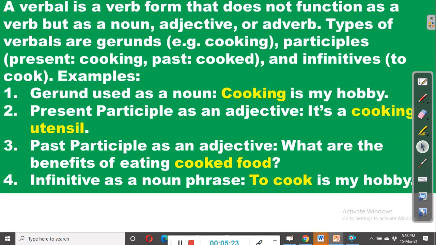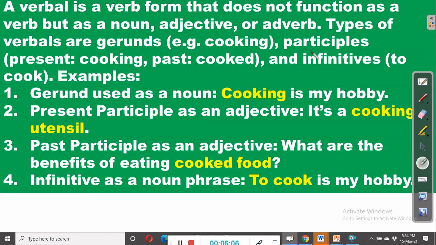Now, there are three major types of verbals, and they are gerund. All right, gerund. Now, for example, we look at the word cooking. Cooking is the ing form of a verb, and of course, it can function as a gerund. Now, a gerund is a present participle when it is used as a noun. We are going to look at specific examples.